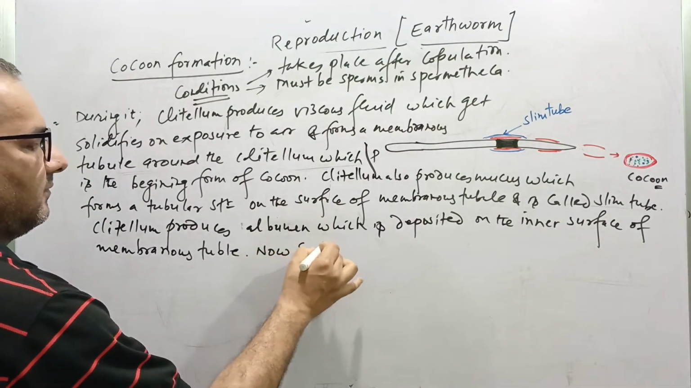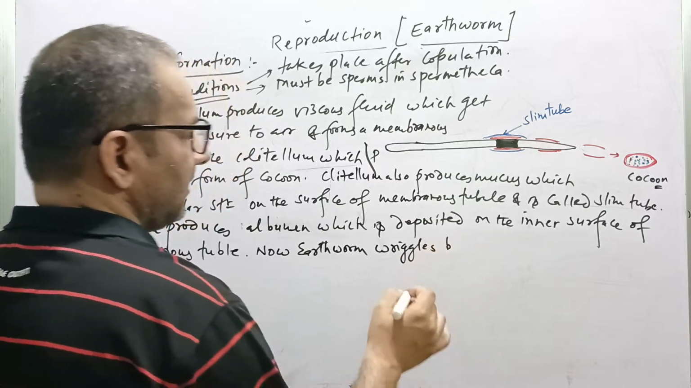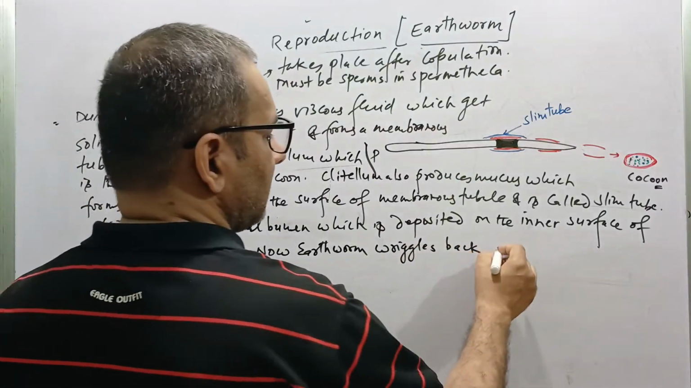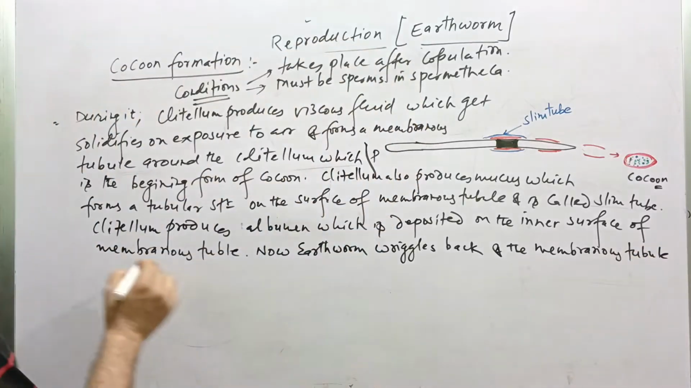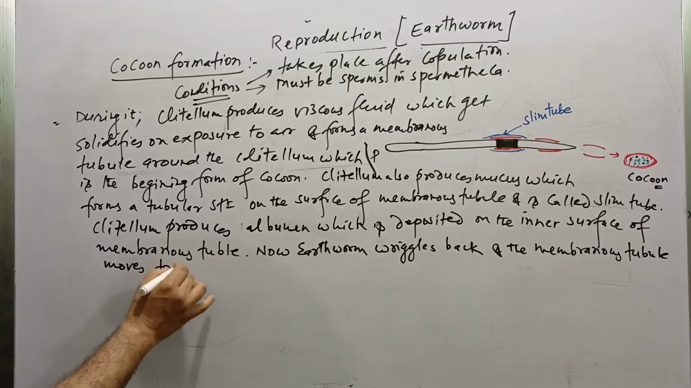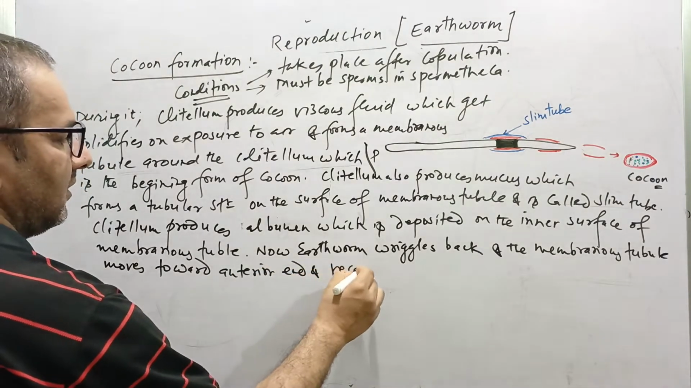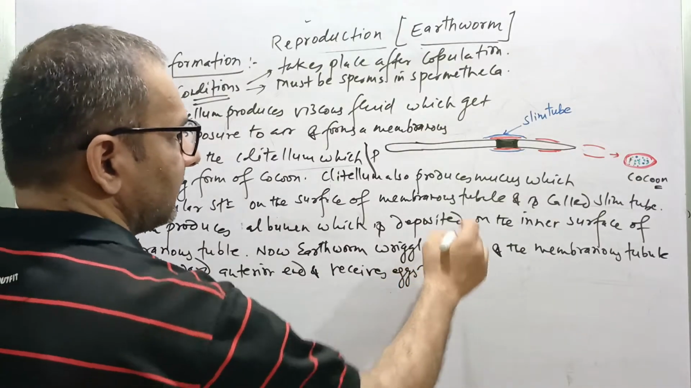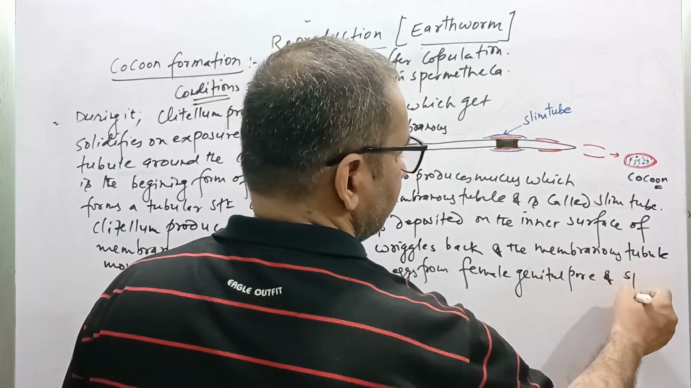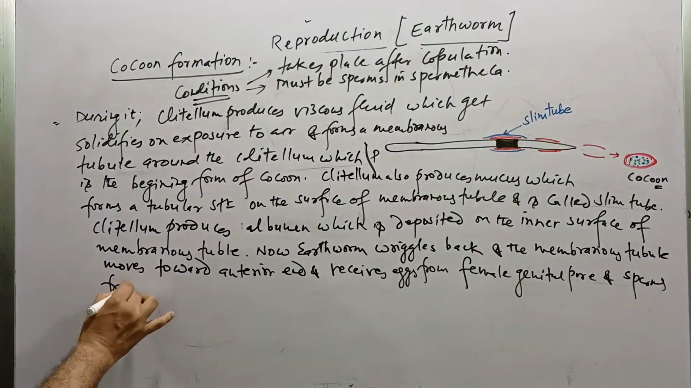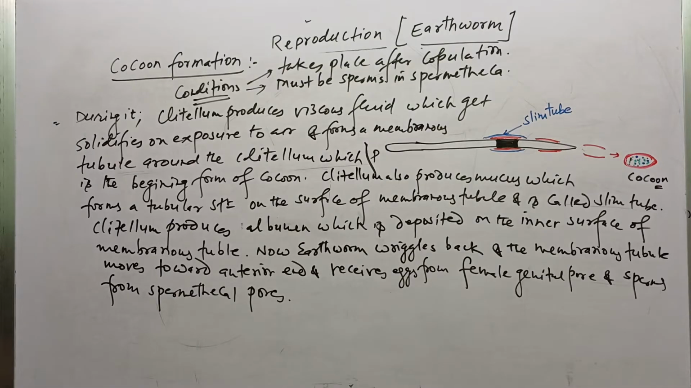Now, as the earthworm wriggles back, the membranous tubule moves toward the anterior end, and receives eggs from the female genital pore and sperms from the spermathecal pores.